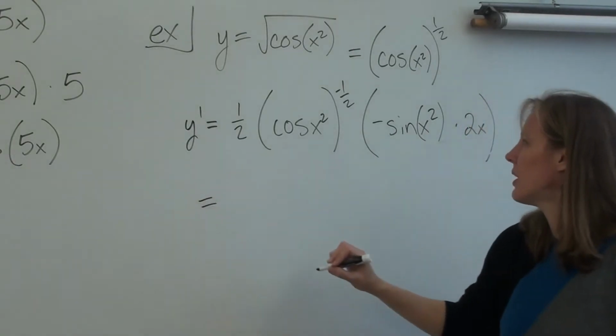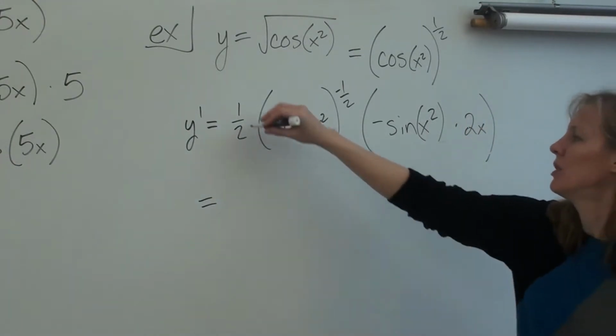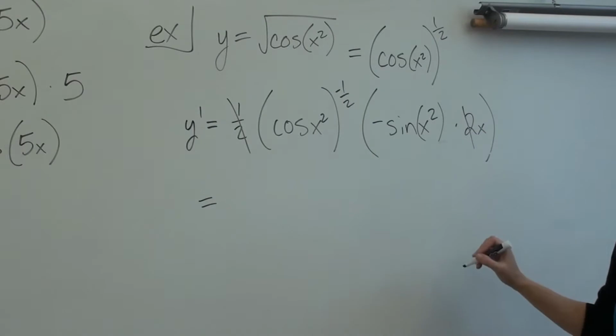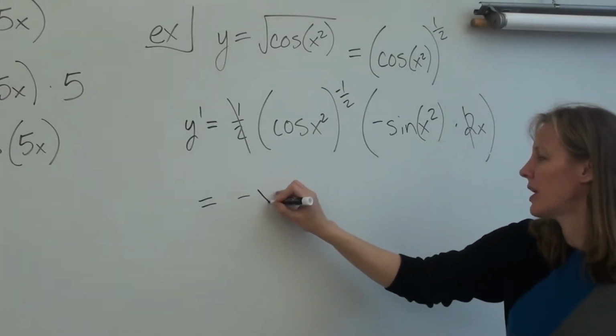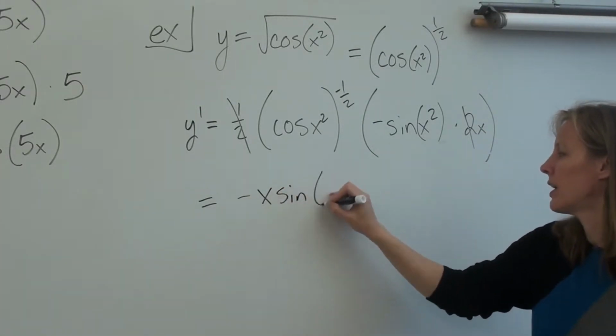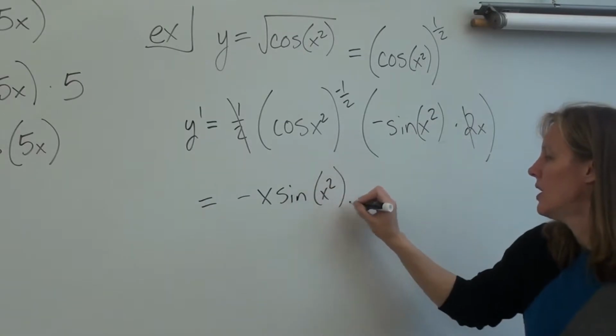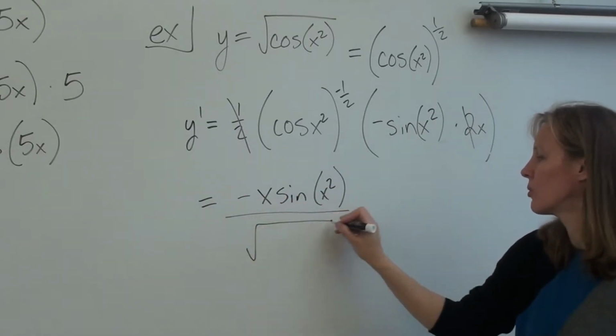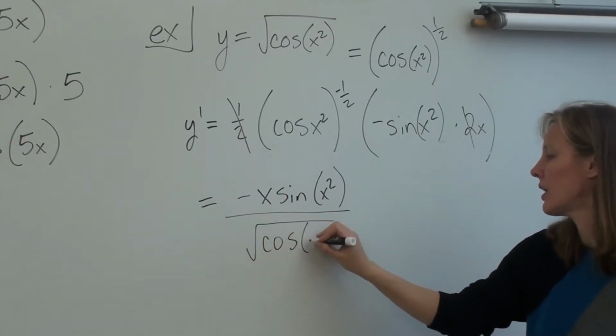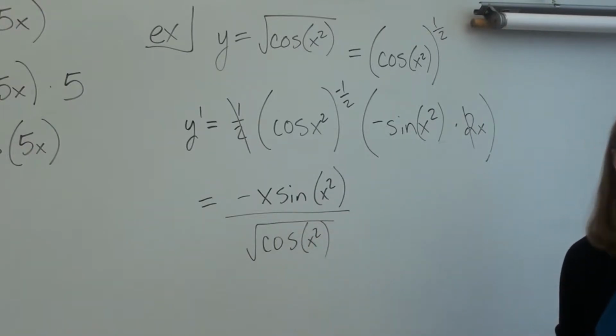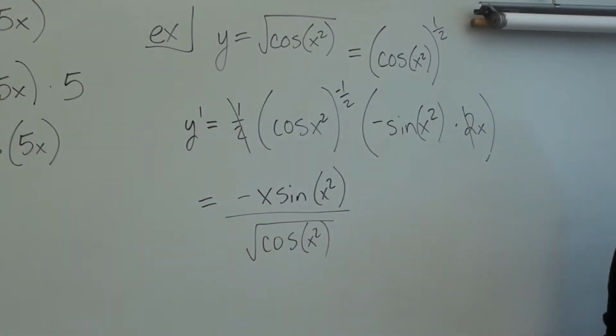Cleaning it up a little bit, I am going to expect a little bit of cleanup. 1/2 and 2, those cancel. So on top we have negative x sine x squared, and on the bottom we have the square root of cosine x squared. Oh, that looks a lot nicer. Yeah, I think so.